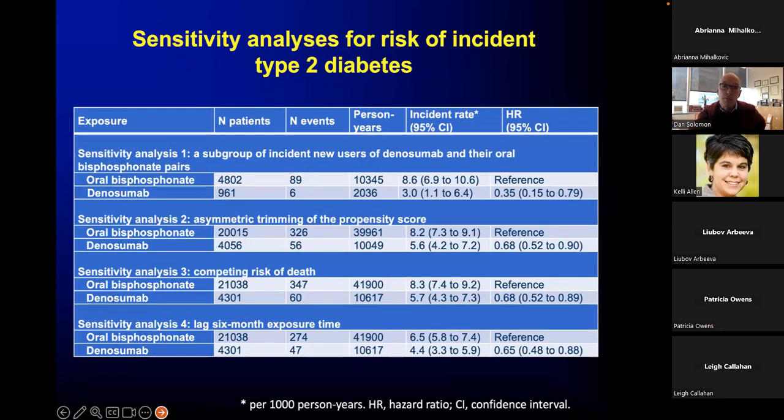These are sensitivity analyses that change the exposure. We looked at competing risk of death. We lagged the time. You can see that the hazard ratio is incredibly robust. No matter how we analyze the data, you can see the number of events changes as we change definitions, but it gave us confidence that this was a very solid finding. Again, I don't know that it's causal, but it suggests or infers causation.